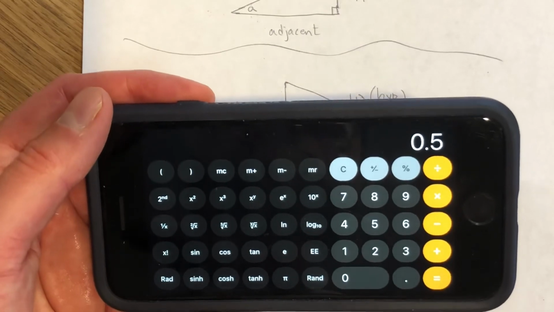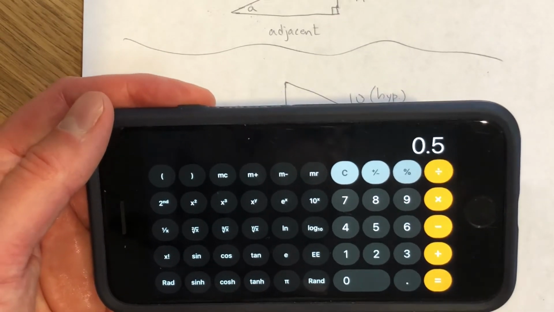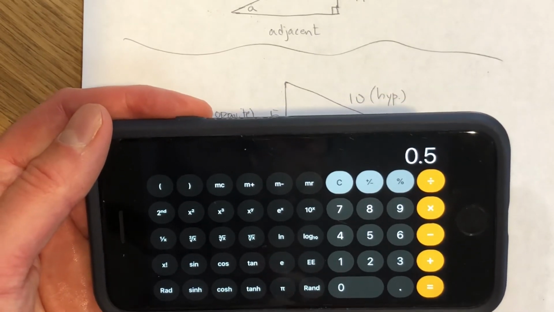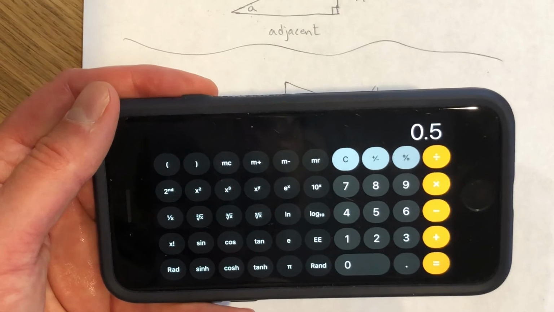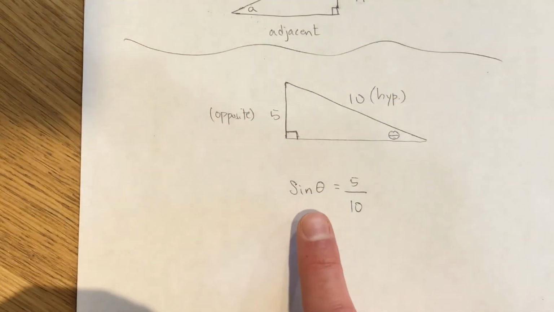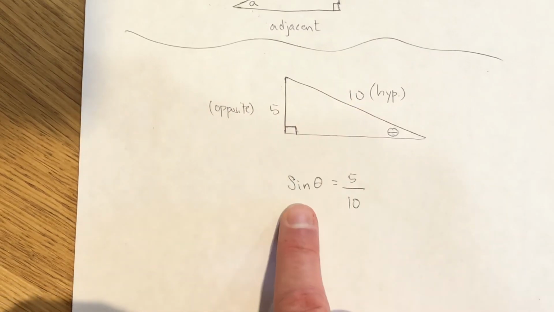Obviously I picked a nice neat mental math one. You know that 5 divided by 10 is 0.5, so you can just go right to that. But in most cases, you're not going to get a nice neat number. So you do the parentheses and then set up the division problem that is your ratio. And that combination of the opposite side length divided by the hypotenuse, that's sine.